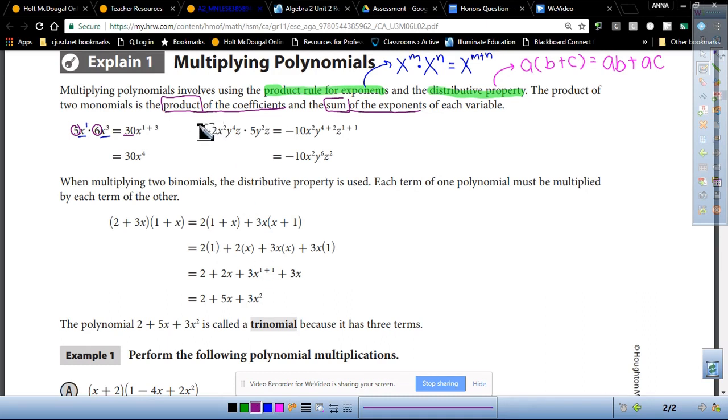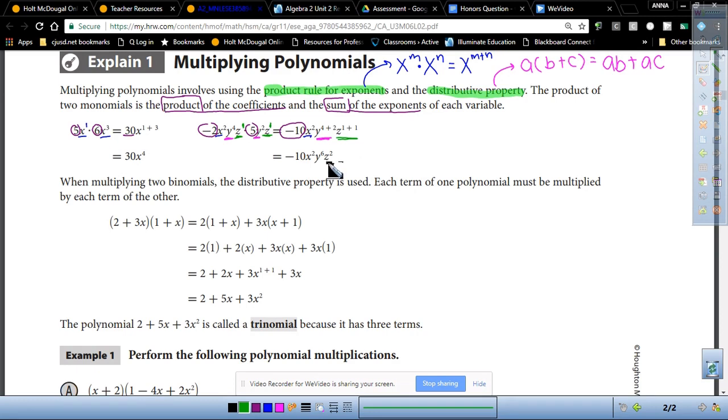On the next one, you have a -2 and a 5. So you multiply those coefficients to get -10. And then you have to look at each variable independently. I have x squared and no other x's, so it stays x squared. I have y to the fourth and y squared, so I get y to the 4 plus 2. And then I have z and z. Again, if we don't see an exponent, we assume there's a 1 there. So then 1 plus 1. And so now I end up with -10 x squared, y to the 6, z squared. Notice it's in alphabetical order. Okay, standard if we have multiple variables is to put them in alphabetical order.